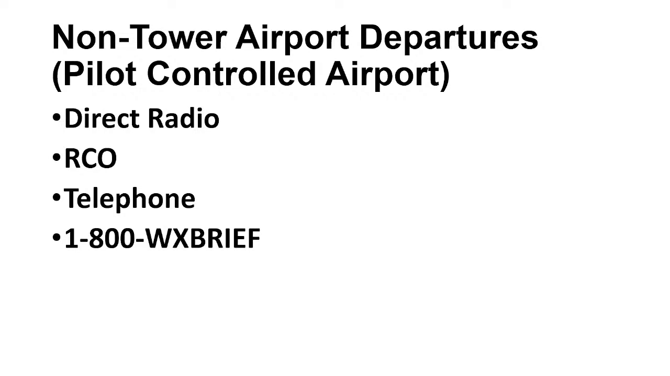We talked about non-tower departure. Sometimes, if you're close enough, you can just call them on the radio. If not, you call them on what's called a remote communications outlet, an RCO, which is like a little radio on an airport that's hooked to a landline, and you call. Some of them, when you called, would actually dial a phone. Those are kind of going away. For telephone, if you pull up here, I think it gives you a phone number, doesn't it? I think it does, yeah.